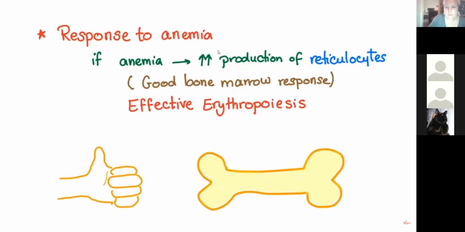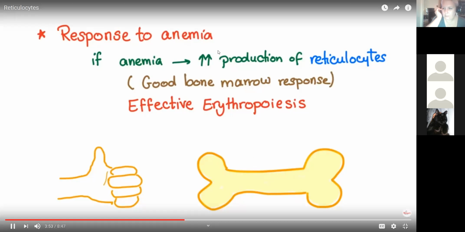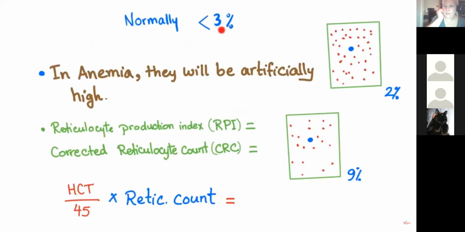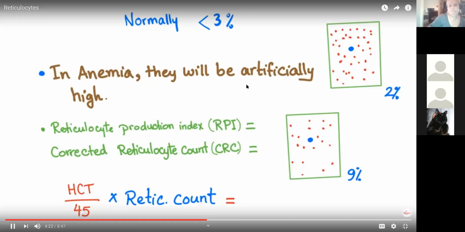Thank you, bone marrow. We have said before that the normal reticulocyte count is less than 3%. In anemia, what will happen? Bone marrow will increase production of reticulocytes. However, the retic count will be artificially elevated. So, for example, let's say that this is the whole volume of RBCs and you have the reticulocyte count. This is 2% of the whole RBCs. However, in anemia you have less RBC mass, so this will be 9% because it's a relative number, okay?